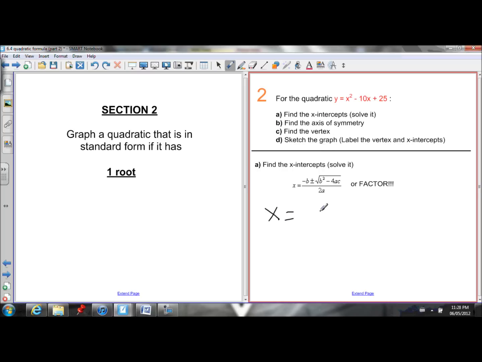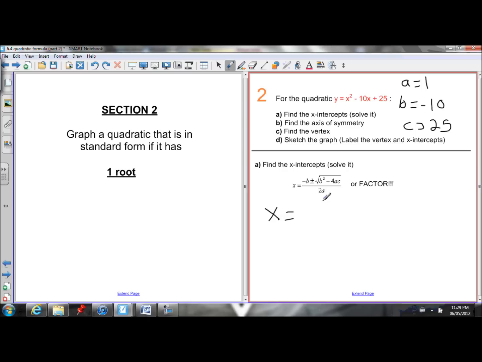Okay? X equals, first I'll label my a, b, and c. My a is 1, because I don't see a number in front of the x. I know there's a 1 there. My b is negative 10. And my c is 25. That negative 10 looks like a 70, doesn't it? Let's redo that, and let's redo that equal sign. A equals 1, B equals negative 10.